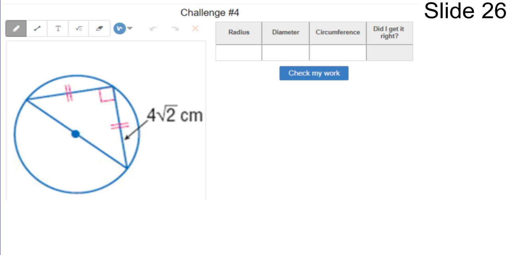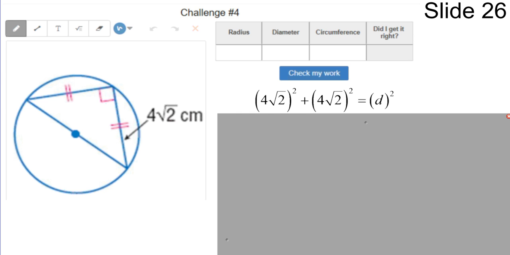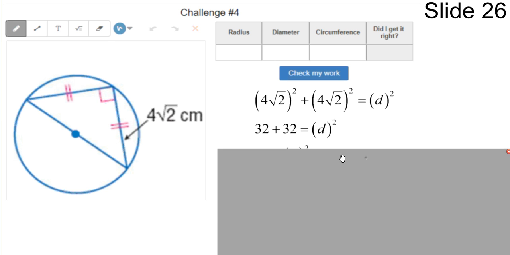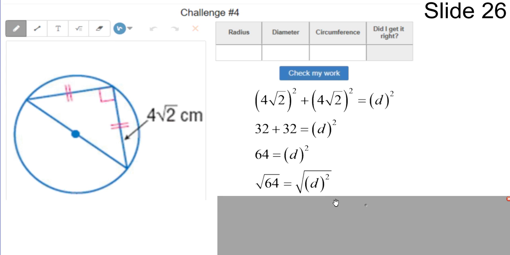For our challenge here, again, we have another right isosceles triangle inscribed in your circle. So again, you could do Pythagorean theorem, or you could have used your special triple, 45, 45, 90, to get the length of the diagonal. And again, for these, it's squaring each piece. So 4 times 4 is 16, square root of 2 squared is 2. That's how we got the 32s. Add them together again and simplify by taking the radical.